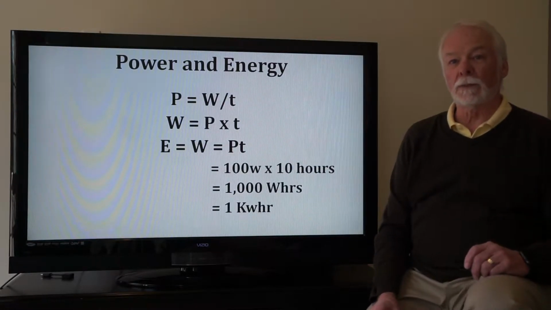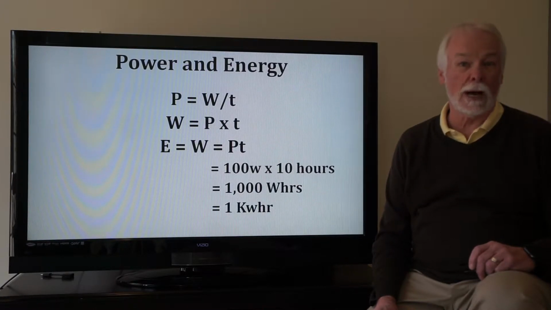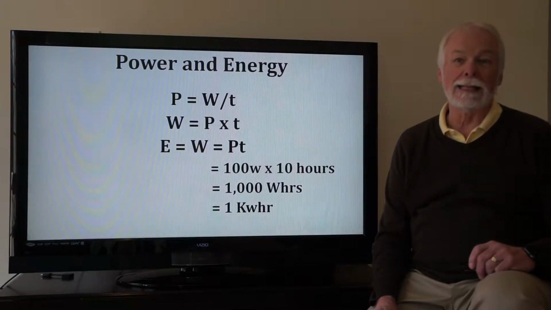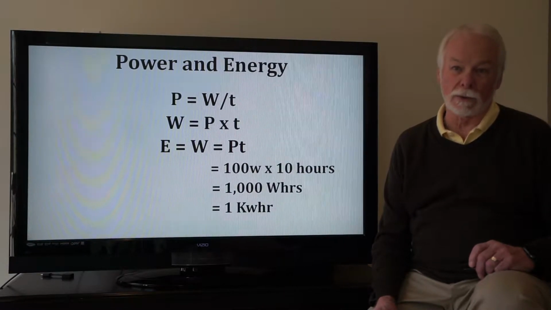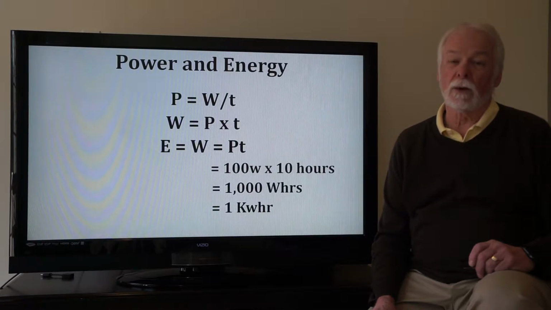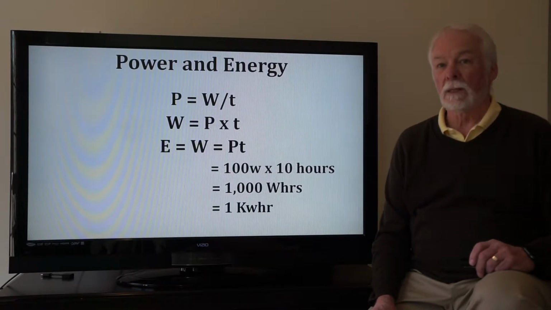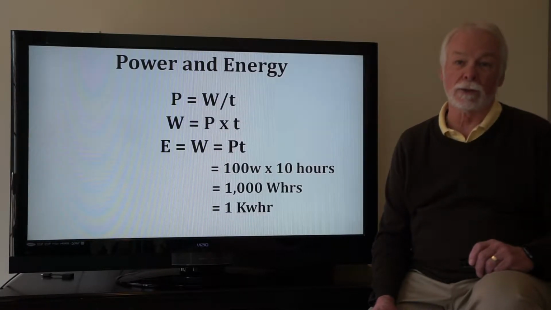Now, in our electrical business, the rate of doing work is measured in watts, and the amount of work done or energy consumed is measured in watt hours, or more commonly, kilowatt hours, or at the system level, megawatt hours. This is used because watt seconds is simply too small a measure.